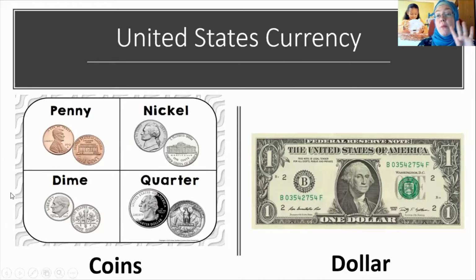These are the four most popular. There's other coins, but we have the penny, the nickel, the dimes, and the quarters. This is the front and back of each one of them. But today we're just going to try to focus on the pennies and the nickels so that when we go through our piggy bank, we'll be able to tell the difference.